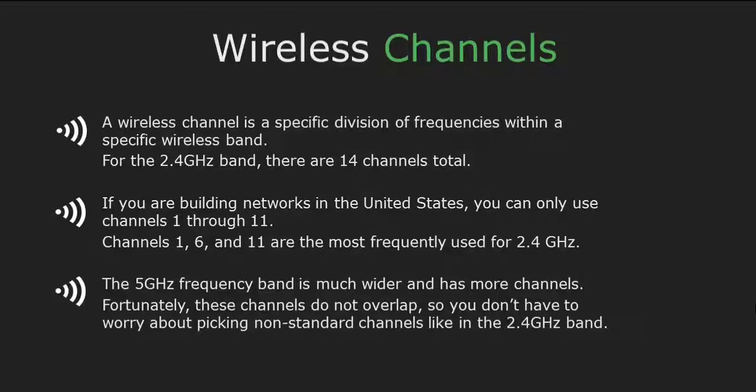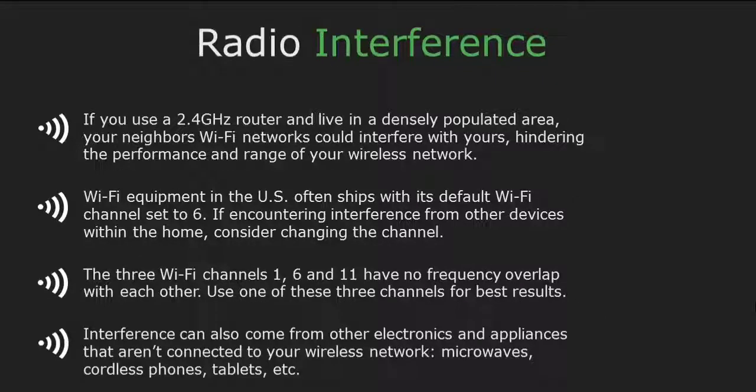Now that you know what channels and different bands are, you will need to know how to avoid radio interference. If you live in a populated area, your neighbor's Wi-Fi could interfere with yours. So change the default Wi-Fi channel and use 1, 6, and 11. These 3 channels have no frequency overlap. Interference can also come from other electronics, such as microwaves, cordless phones, tablets, and so on.